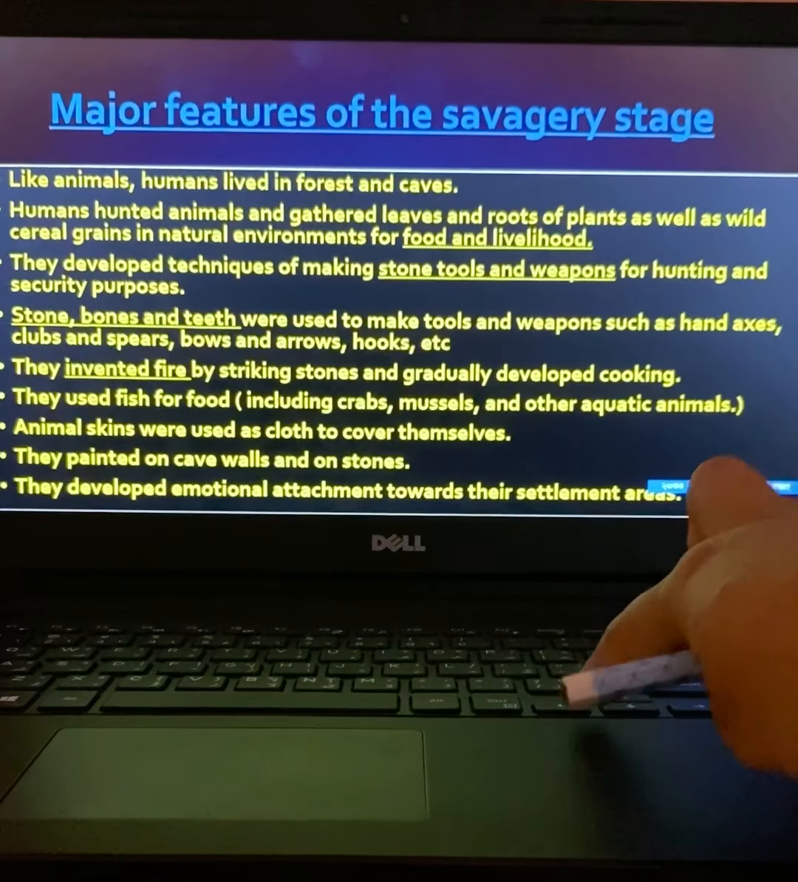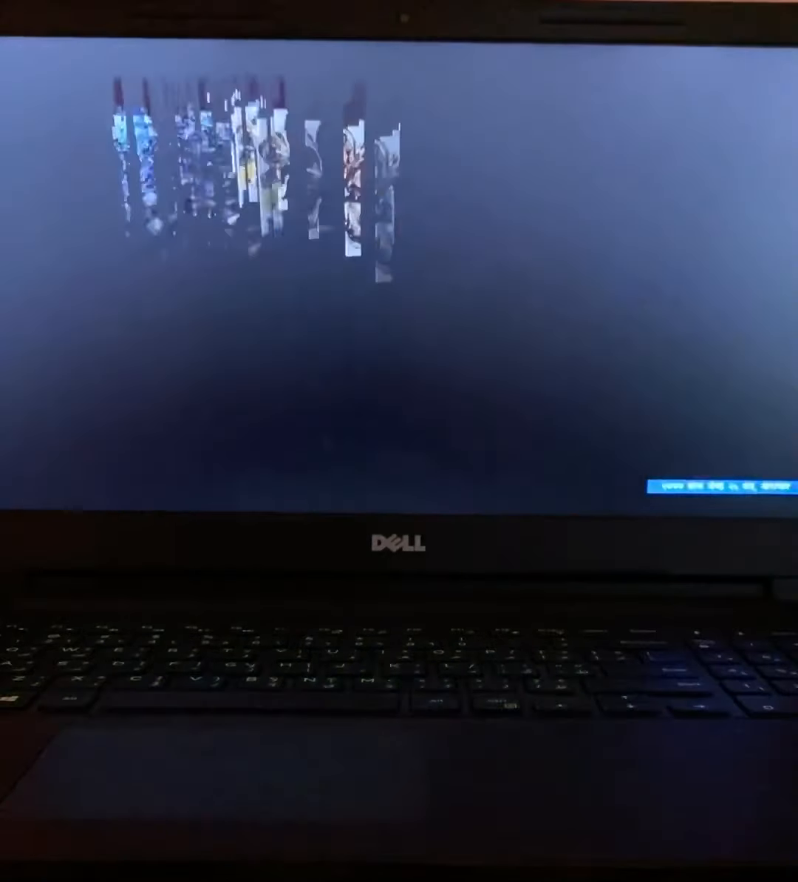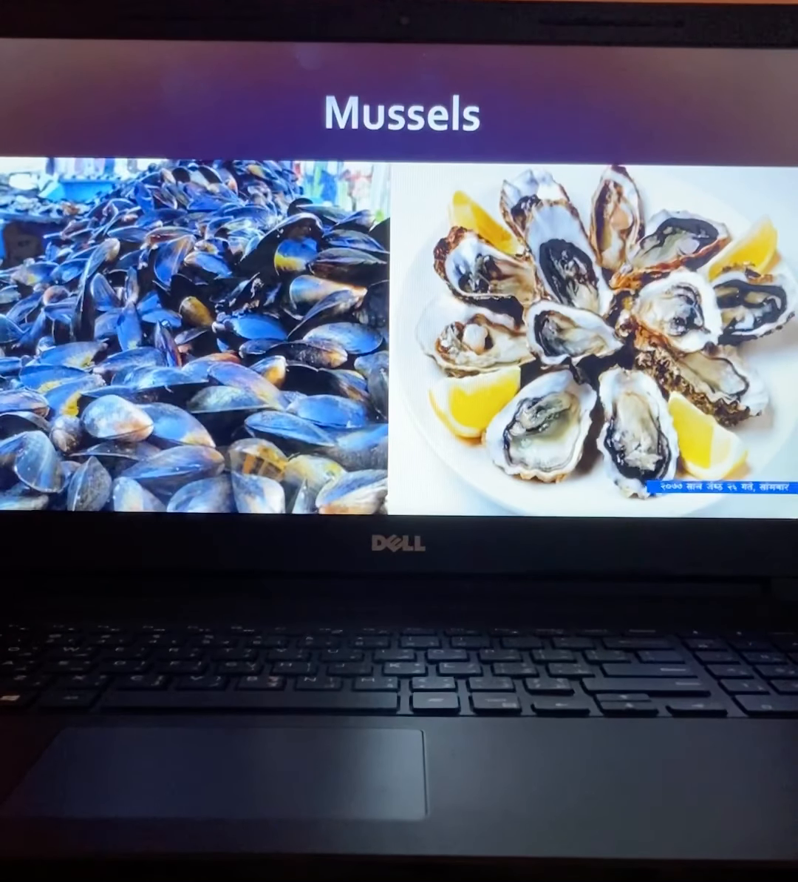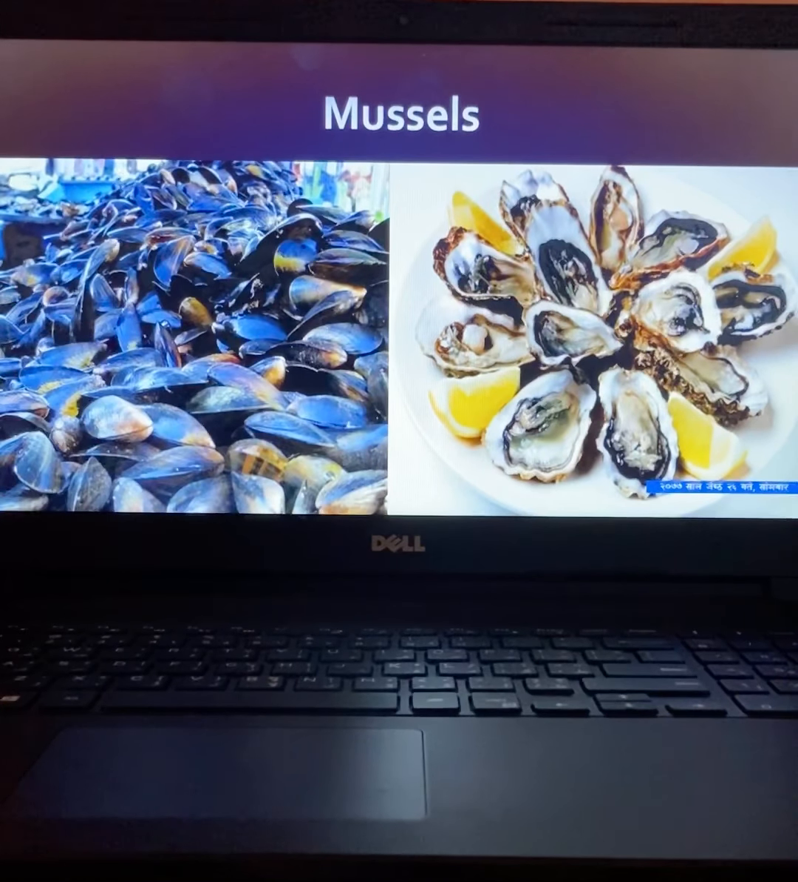For example, mussels is more like a shell, a fish type, you got it.